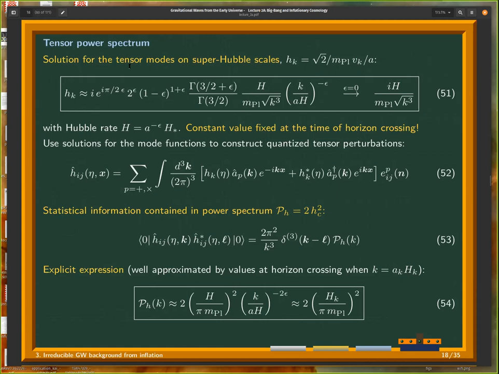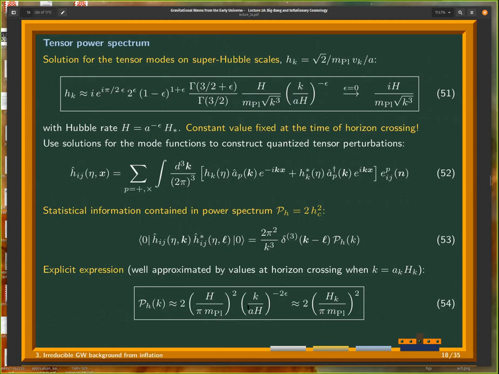You can forget about all these prefactors, which are close to one during slow roll inflation. Just look at the structure of the individual terms. So this H coming from the two factors here will give me an H squared. This M Planck coming from these two factors will give me an M Planck squared. And then this piece here will also appear in its squared form in the power spectrum.